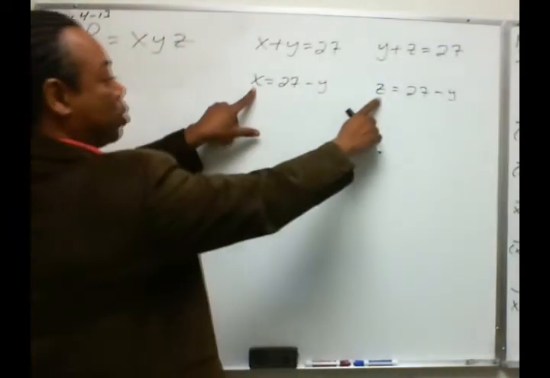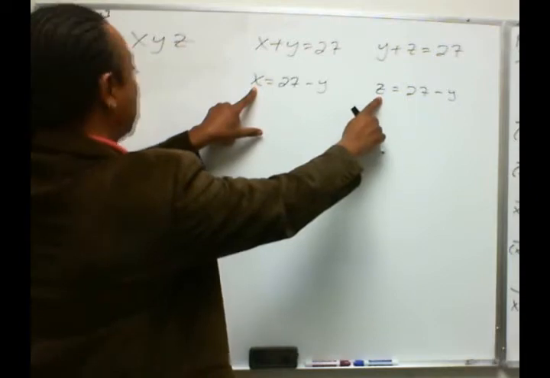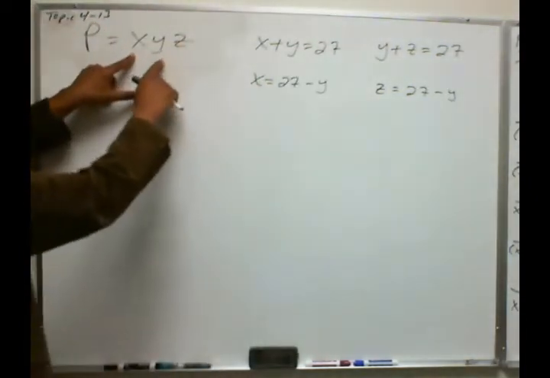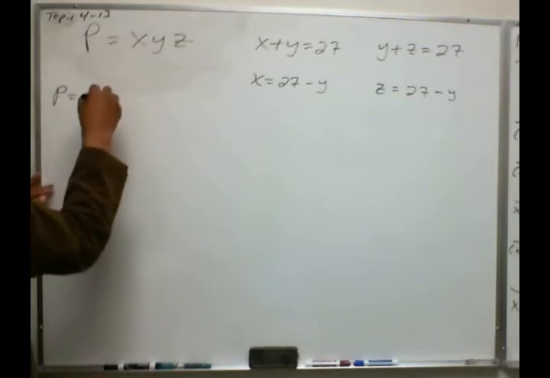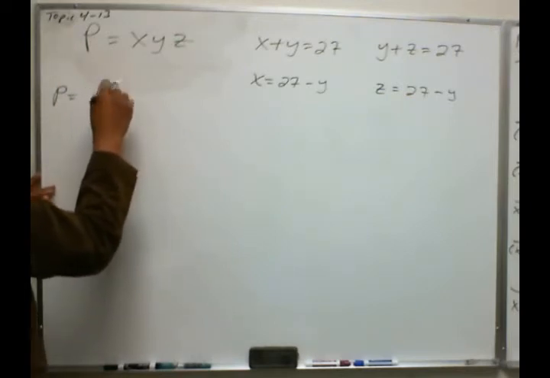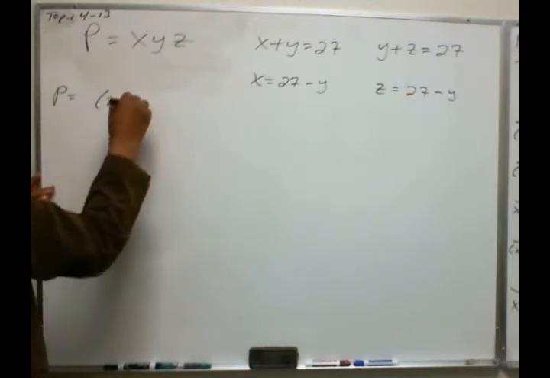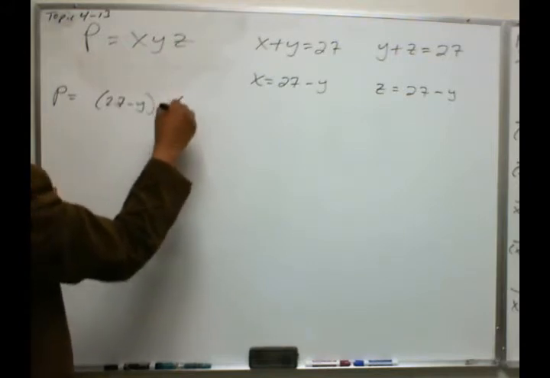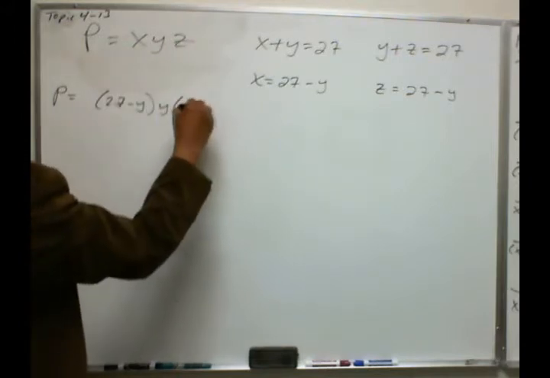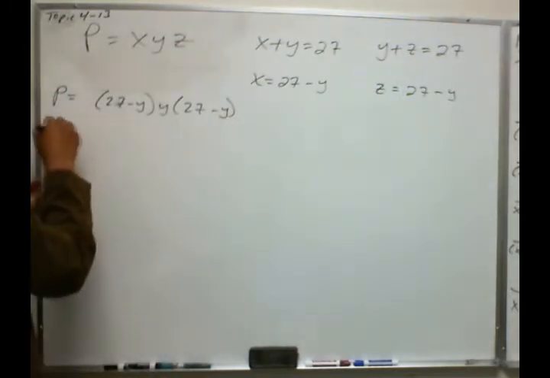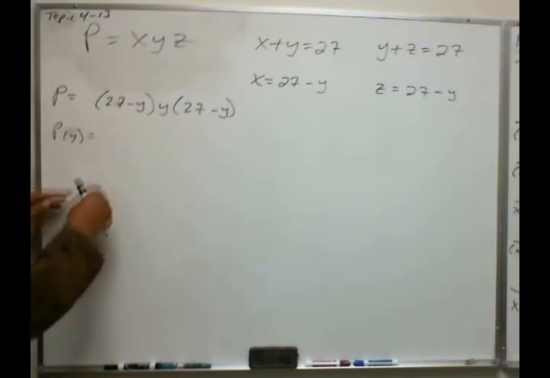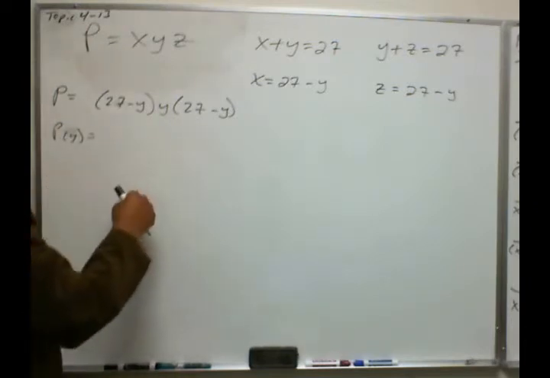So now I have replacements for both x and z. So I'll replace the x and z here. So what we'll get is p now equals 27 minus y times y, and z now equals 27 minus y. Alright, now p is in terms of only y, so now I can take derivatives of it.